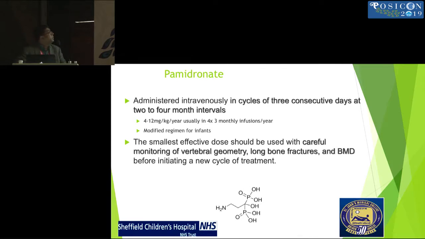Pamidronate is administered intravenously in cycles of 3 consecutive days at 2 to 4 month intervals. It's usually 4 to 12 milligrams per kg per year, like I mentioned, in 3 to 4 cycles. The smallest effective dose should be used with careful monitoring of vertebral geometry, long bone fractures, and bone mineral density before initiating a new cycle.